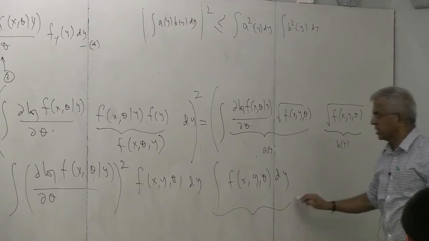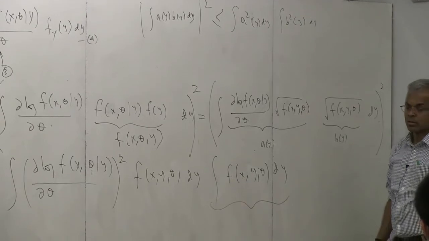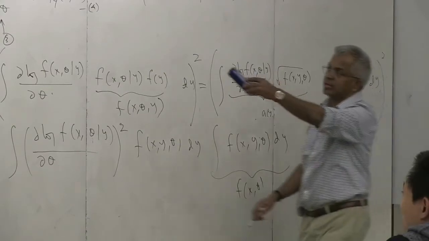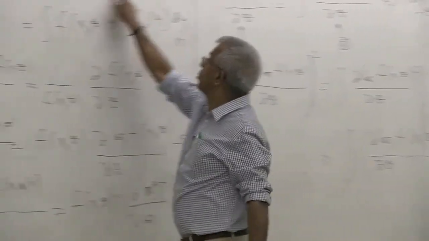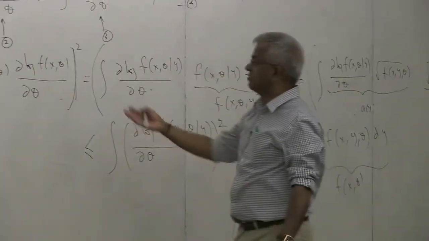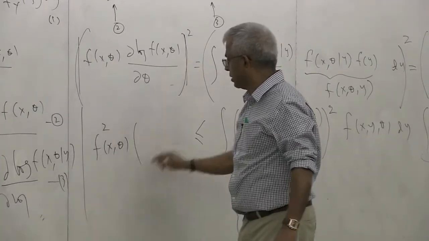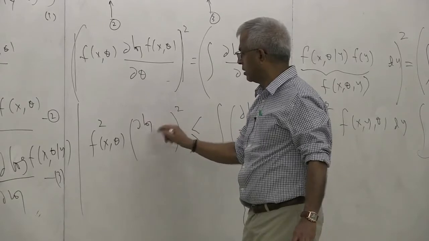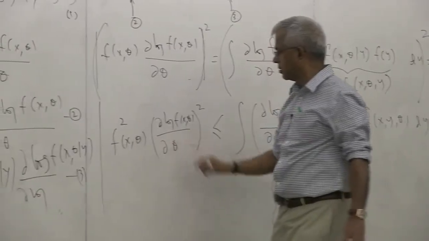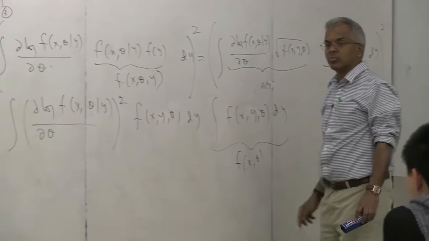So what is the value of this? Anybody? So this is f of x comma theta, because we are just integrating out y, like here, right? F of x comma y comma theta integrated over y is f of x theta. So look at the left side. I'm going to write it. So left side is f of x comma theta squared. Then you have d log f of x comma theta with respect to d theta, right? So you get the last expression. Look here, the 1 f of x theta cancels on both the sides.